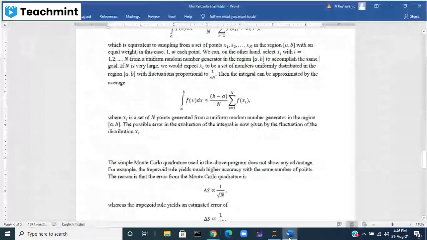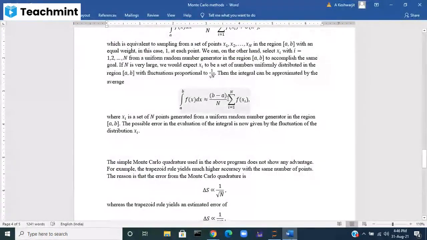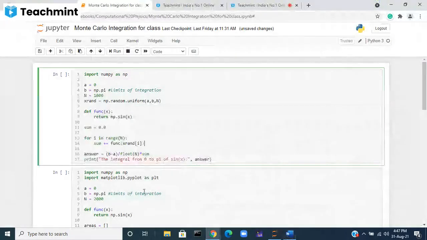Then for the integral, what do we do? We multiply the summation by b minus a divided by n. So the answer is the integral. Integral is b minus a divided by n, multiplied by the sum.